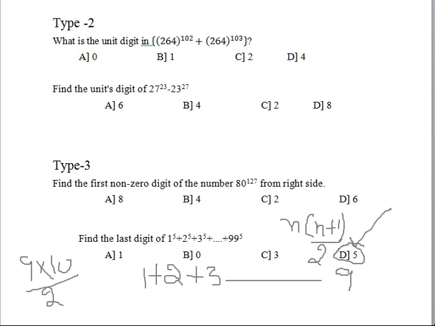Okay. So these are the various questions from cyclicity. In the exam, they are asking at most 2 questions, or it would be 1. In co-cubes, you will get 1 or 2 questions from cyclicity, or the power of unit digit.